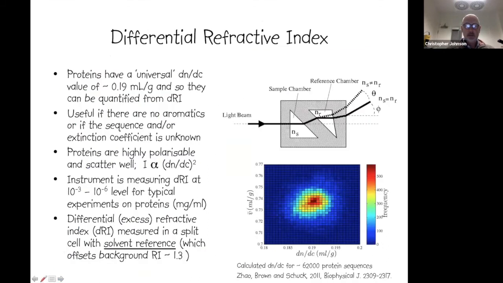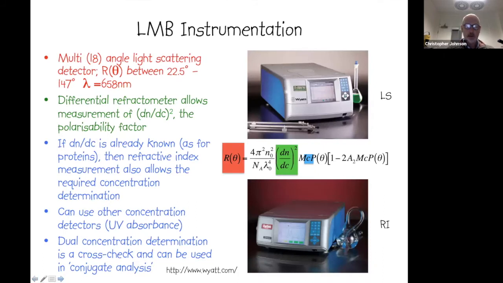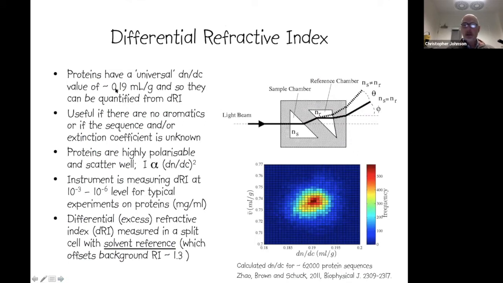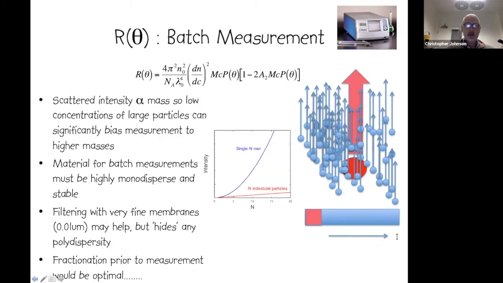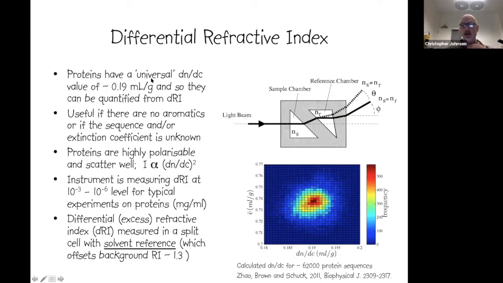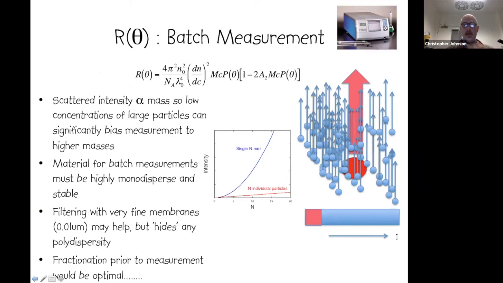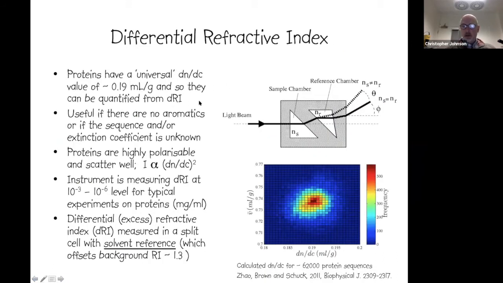So differential refractive index is measured in this differential refractometer, and it has been well established for many years that the refractive index increment for proteins has a pretty well universal value of about 0.19 for a 1 gram per mil solution. And so we can quantify the concentration of proteins from differential refractive index measurements. This is particularly useful if we want to study particles that don't have any UV absorbance. So that might be proteins without any aromatic residues, or if we want to look at other biological materials like carbohydrates or detergents or whatever. So if there's no UV absorbance, we can still get the concentration using the refractive index.